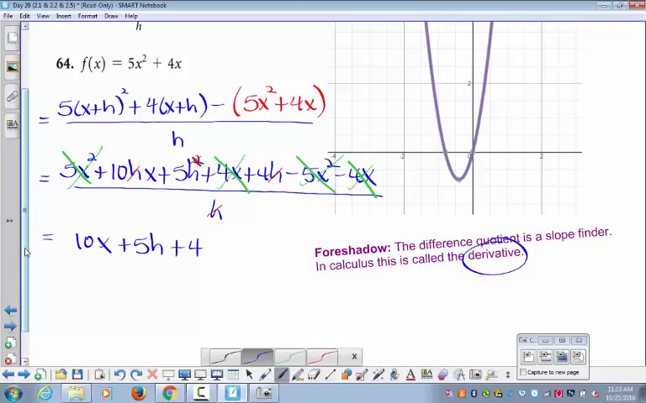How do you get 10 from the 2 and the 5? Multiply, and subtract 1 from the exponent. That's going to be a calc trick that you're going to see. If you have something like 8x cubed, the derivative will be 24x squared. You'll just multiply and drop the power by 1. And that's what happens with the 4x also, right?